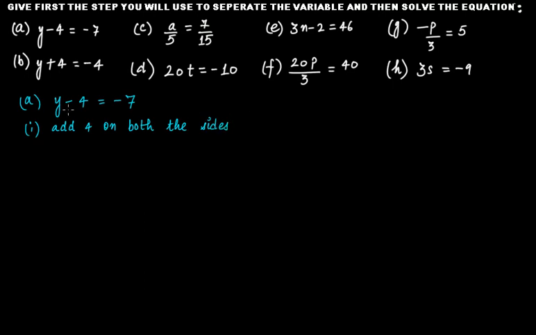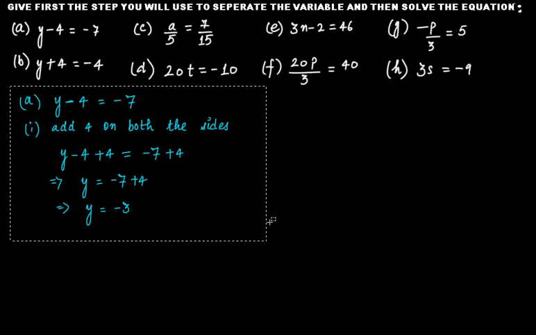And why we are doing this? Because here we have minus 4, and if we want to remove this minus 4, so that on the left hand side we are only left with y, that is a variable, then you'll have to add 4. So this will become y minus 4 plus 4, and since we have added plus 4 here, therefore you'll have to add 4 on the right hand side as well, and this will be y is equal to minus 7 plus 4, and minus 7 plus 4 will be what? Minus 3, right?